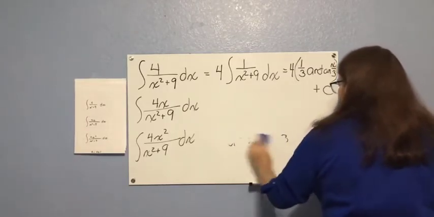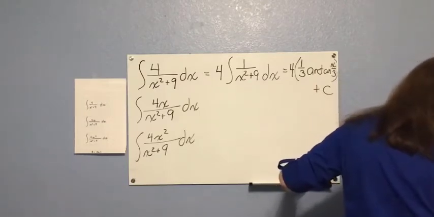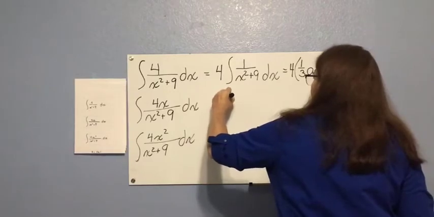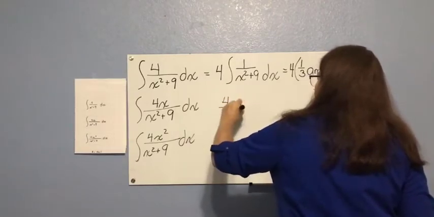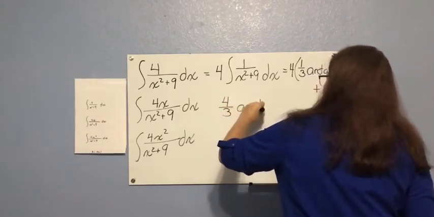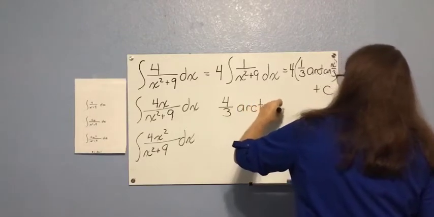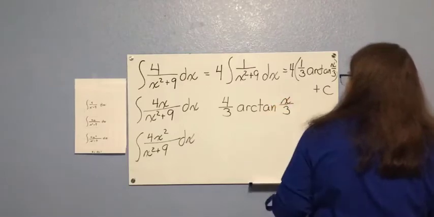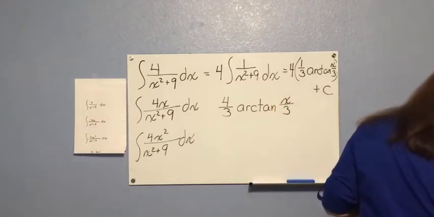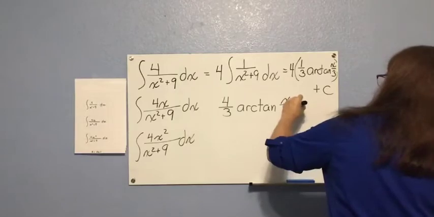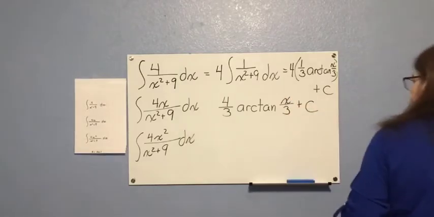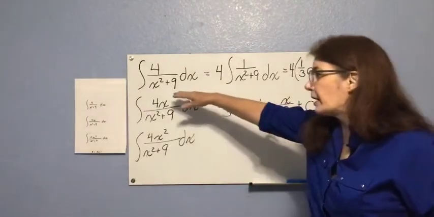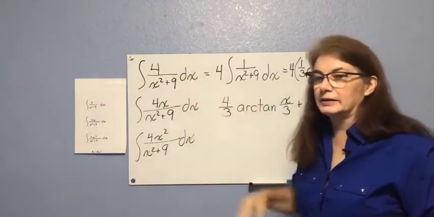Okay, and if we clean that up a little bit, I'll get 4/3 arctangent x over 3 plus c. So that's what we can do with this expression if I have a constant in the numerator.